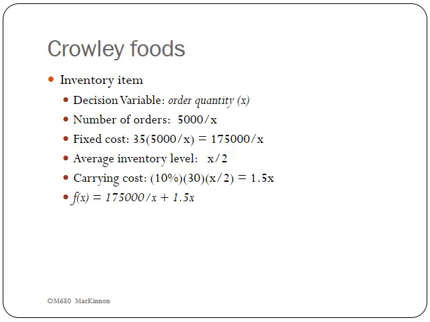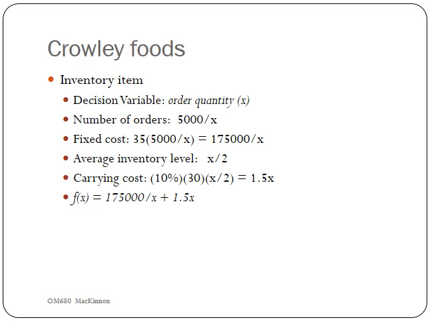So the decision variable for this model will be the order quantity. The number of orders will be our demand, which is 5,000, divided by the quantity. Our fixed cost, which is $35 an order, will be 35 times the number of orders. The average inventory level, we're just going to say it's X over 2. And this is something that you would get from your inventory manager, your warehouse manager.